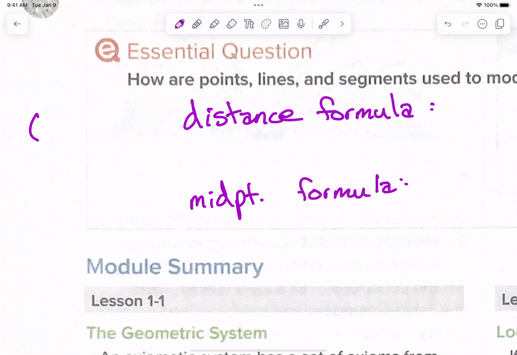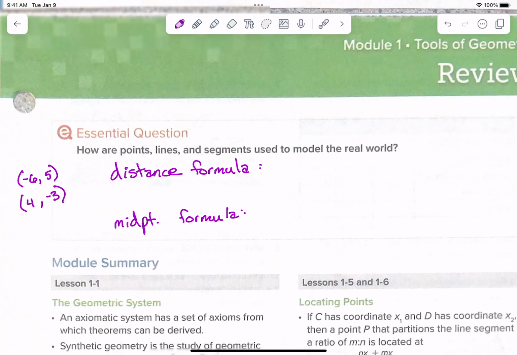I'm going to give you some points. Let's do -6 and 5 and 4 and -3. I have no idea. Let's do that. Okay? So we're on the review portion. Ethan, I'm writing down 2 formulas that you will need to memorize for the test on Thursday. Distance formula, midpoint formula. We're going to write the formulas down and then we're going to do that with these points, okay?